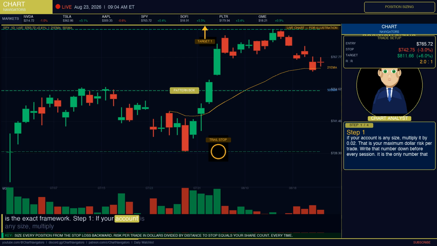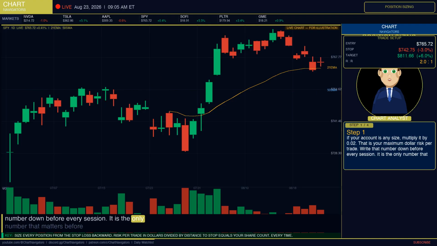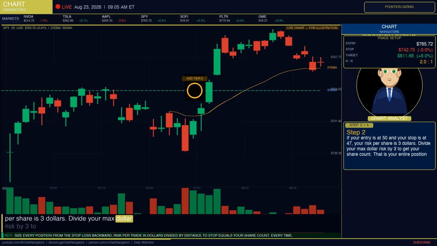Step 1. If your account is any size, multiply it by 0.02. That is your maximum dollar risk per trade. Write that number down before every session. It is the only number that matters before you click buy. Step 2. If your entry is at 50 and your stop is at 47, your risk per share is $3. Divide your max dollar risk by 3 to get your share count. That is your entire position, no more.